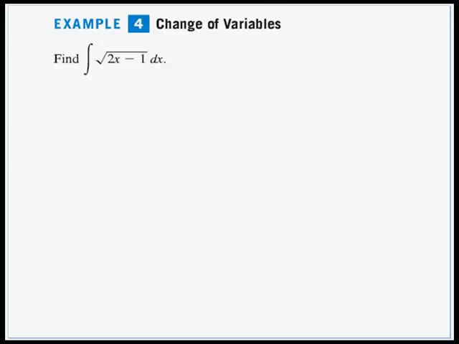So let's see what's going on here in example 4. We have our integral, antiderivative of the square root of 2x minus 1. And we could rewrite that as 2x minus 1 to the half power. So our good bet for our inner function is going to be what's in the parentheses, 2x minus 1. So we are going to let u equal 2x minus 1.